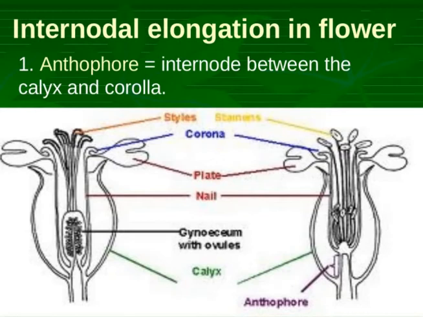A flower is defined as a modified shoot, so nodes and internodes are present. The internode between the calyx and corolla is called the anthophore. That means this is the calyx, the sepal, and this is the corolla, the petal, and this much distance is called the anthophore.